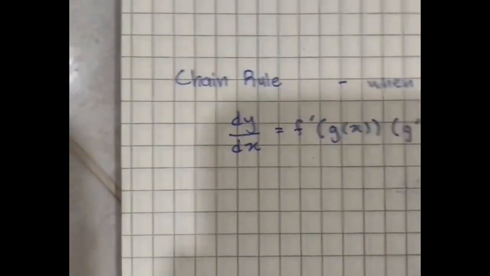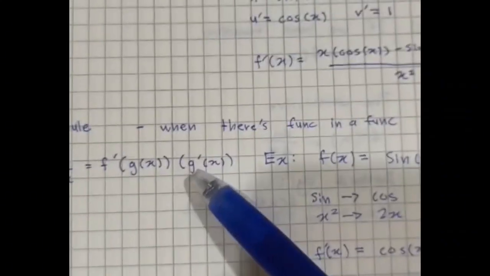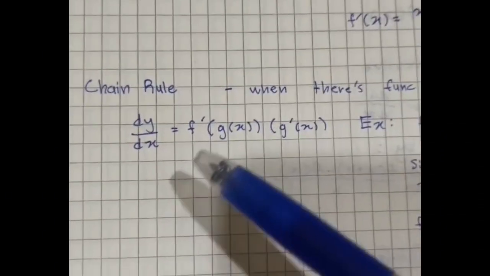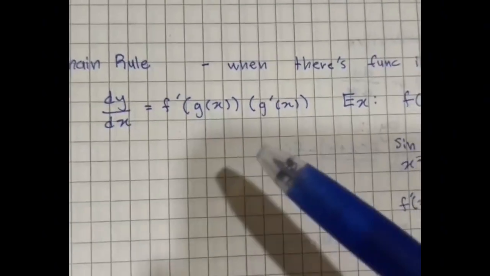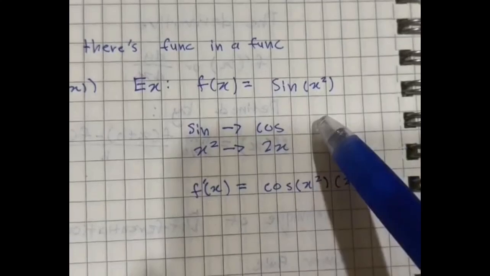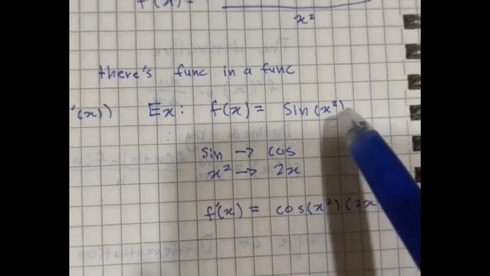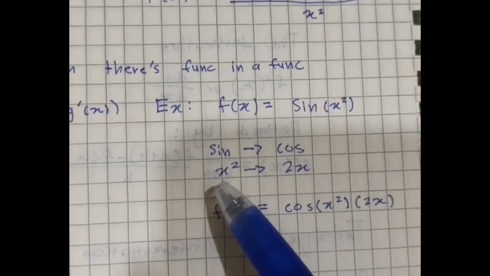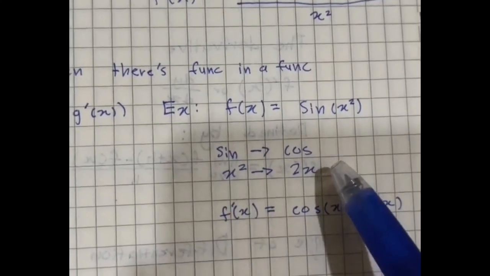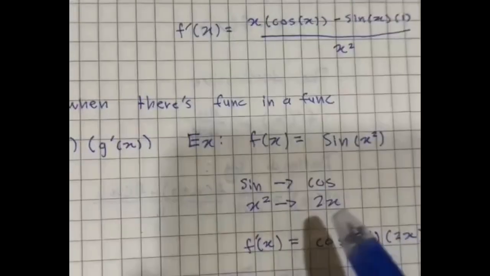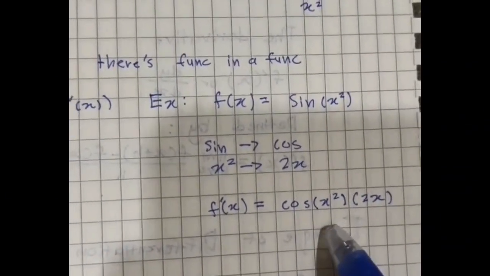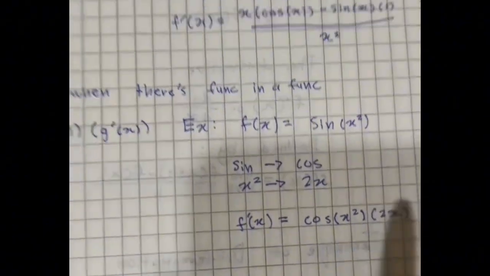For the last one, we have the chain rule. We use the chain rule when there is a function inside a function. The formula is f prime of g(x) times g prime x. For example, we have f(x) equals sine of x to the power of 2. There is an x to the power of 2 inside the sine. If we differentiate the sine, it will be cos, and if we differentiate x to the power of 2, it will be 2x. Then we get f prime x equals cos of x to the power of 2 times 2x.